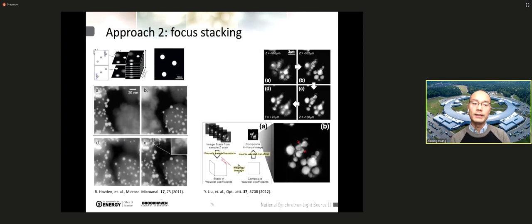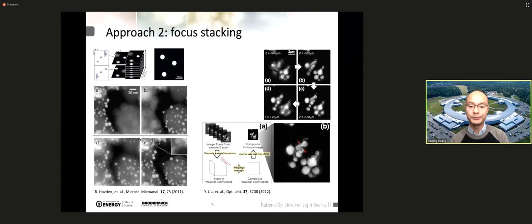Okay. A second approach we use to extend the depth of focus is called focus stacking. And this method was explored in both electron and X-ray microscopy communities already. The main idea is we translate the sample along the beam propagation direction. And at each translation position, we take a snapshot. And then the features at different depths will show up sharply in different snapshots. And in the very end, we find a way to extract the in focus features from each snapshot and combine them together to form an image with all features sharply presented, essentially extending the depth of field.